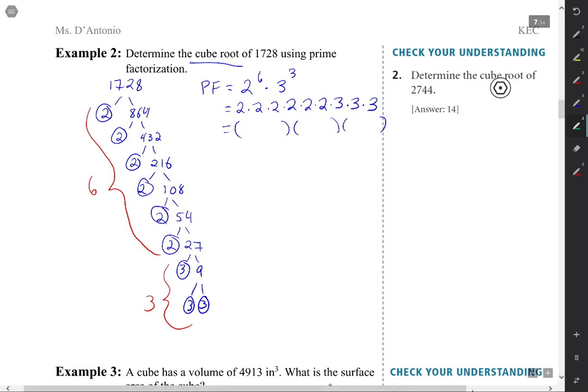So each group gets a 2, and I'm going to cross off 3 of them. 1, 2, 3, and each group gets a 2. Okay, and again, we can give each group another 2. And finally, we can give each group a 3.